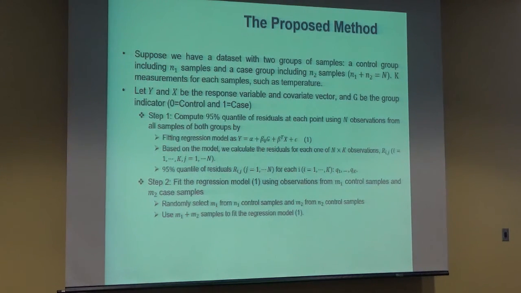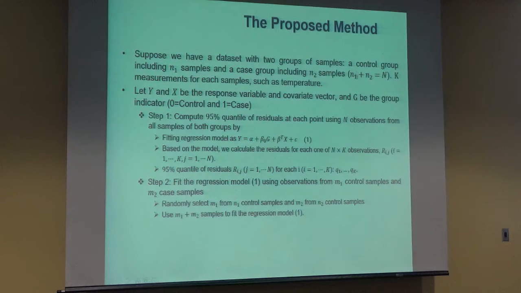Now, we proposed a method. We reduced the dimension and came up with some transformation. Now we need to come up with a prediction method. How do we predict who is case and who is control? Because we have only one data set, we have to split the data set into two parts: one is the training set and one is the test set.